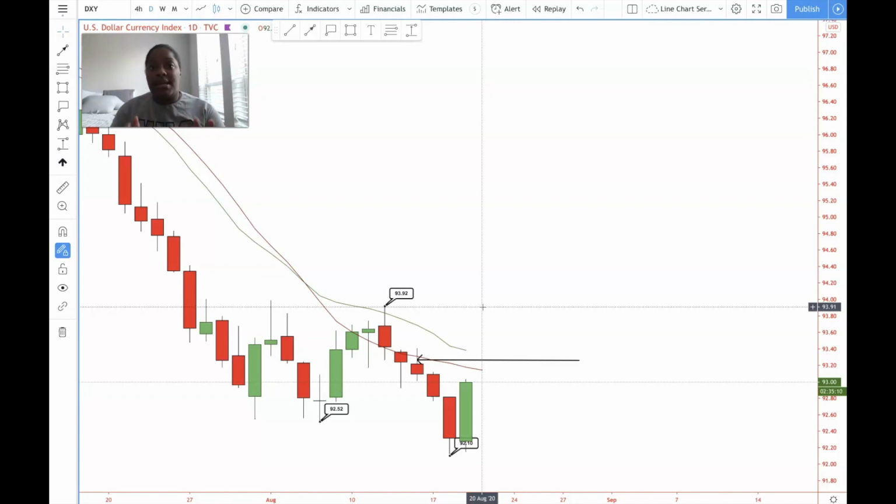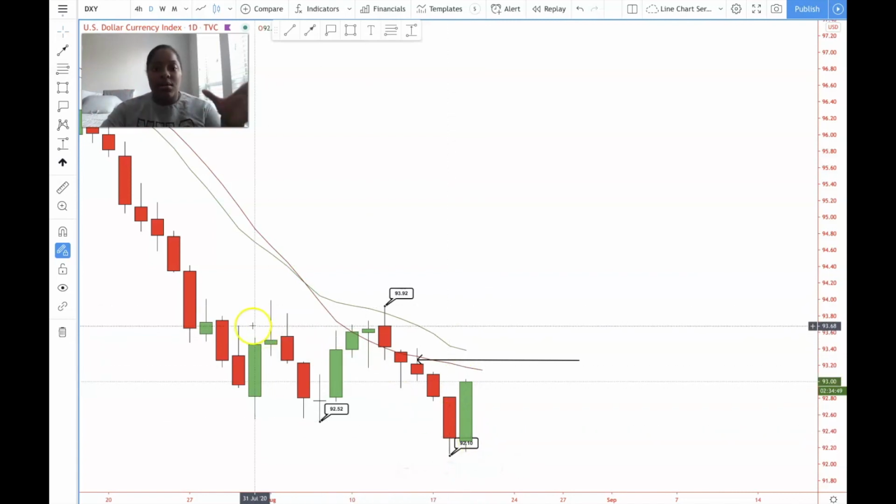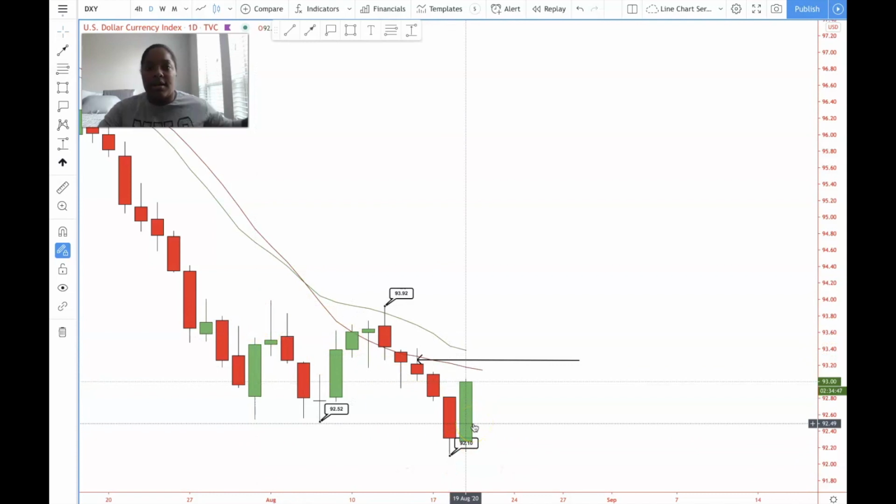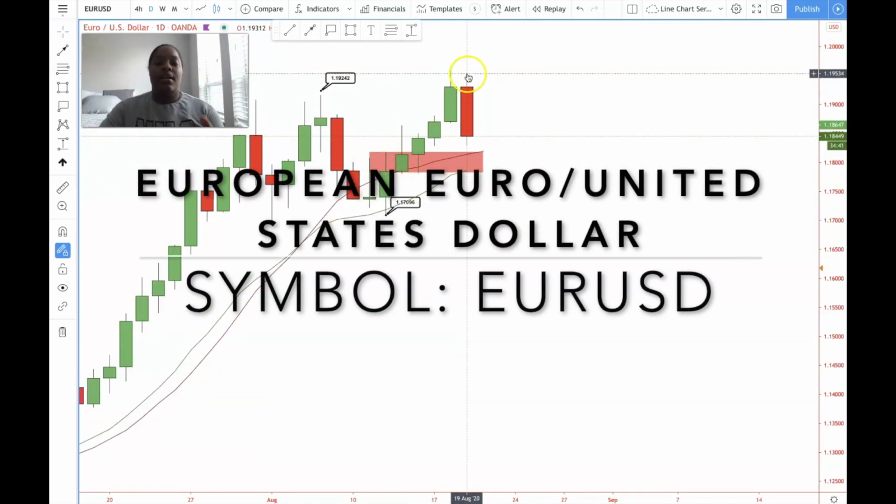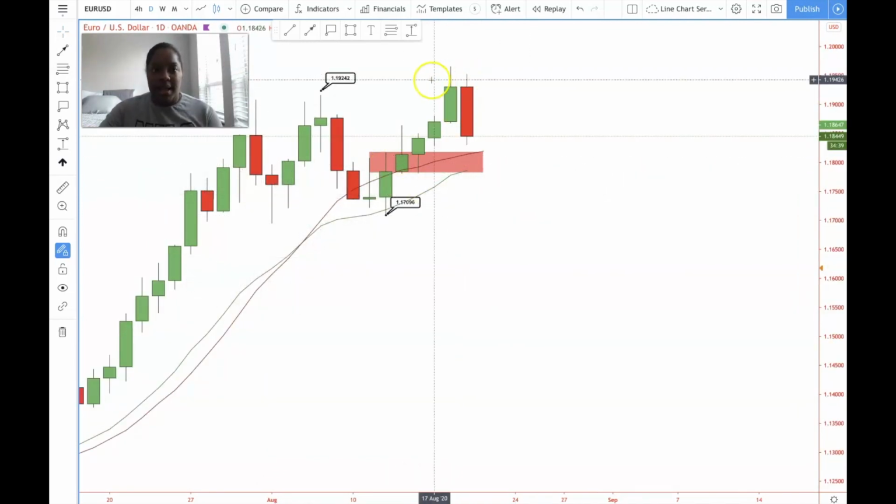Now, this is important for correlation. Lately I've been talking about price correlations on my channel. Here's why this is important, because EURUSD, the European euro against the United States dollar, correlates negatively, or moves oppositely, almost 100% of the time with the dollar index. So I want you guys to remember this candle. I want you guys to remember this information here. Here on EURUSD, it looks almost the same, okay?